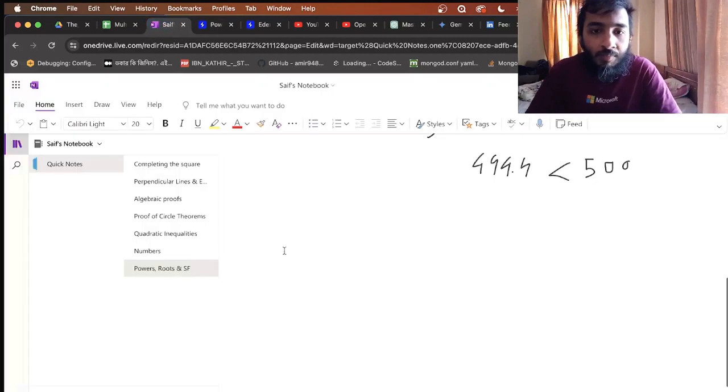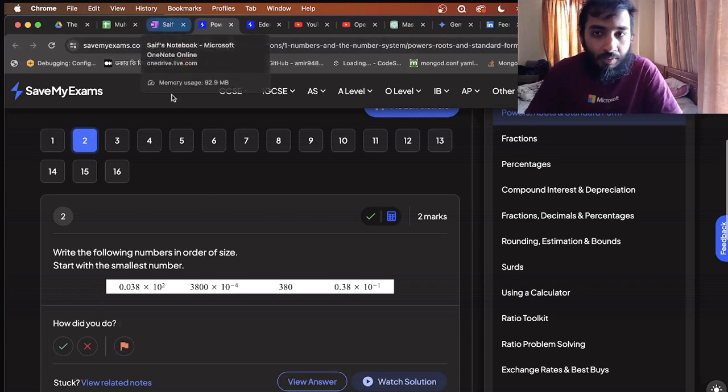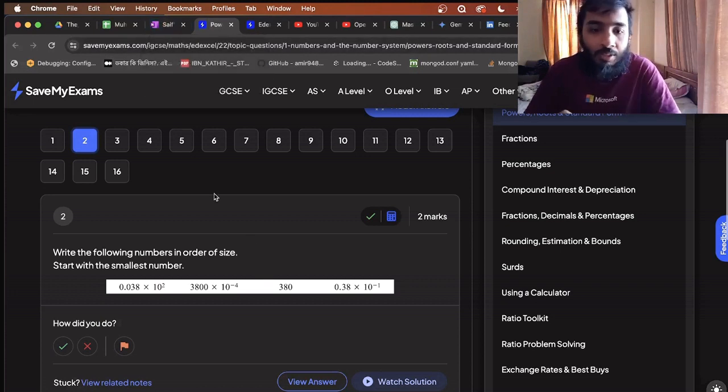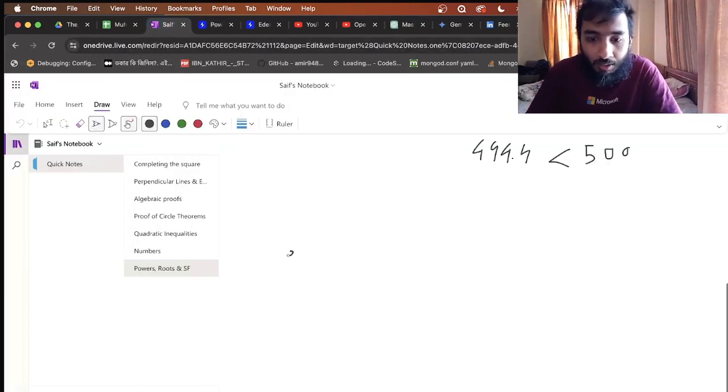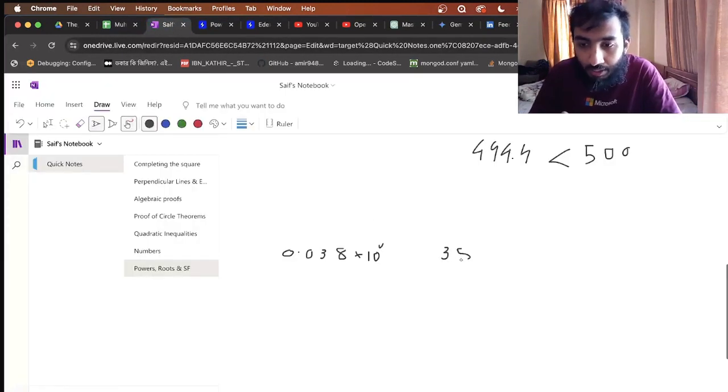So let me go to my notepad and use my pen tool and write those numbers. In this form, let's first write this number. What is the first number? 0.038 multiplied by what? Multiplied by 10 squared. Okay, so this is the first number. And what is the second number? 3800 multiplied by 10 to the power 4.